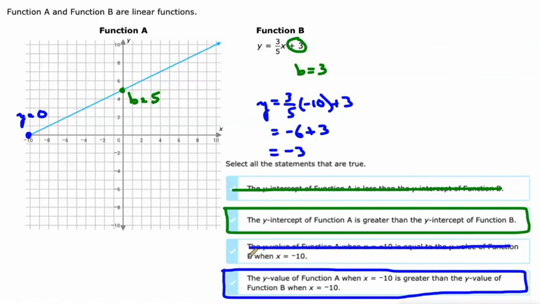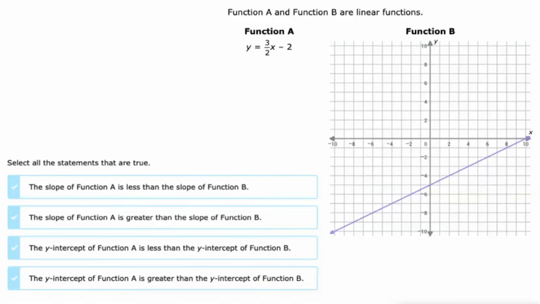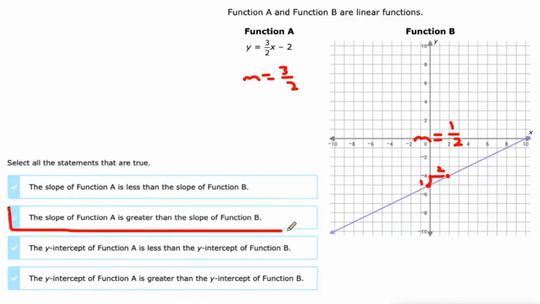And let's do one more for safekeeping. This one asks about the slope of the two functions and then the y-intercept of the two functions. Okay. The slope of function A is 3/2. That value that's being multiplied by x. The slope of function B, let's start here and go to this point. That's 1/2. 3/2 is greater than 1/2. So function A's slope is greater than function B.